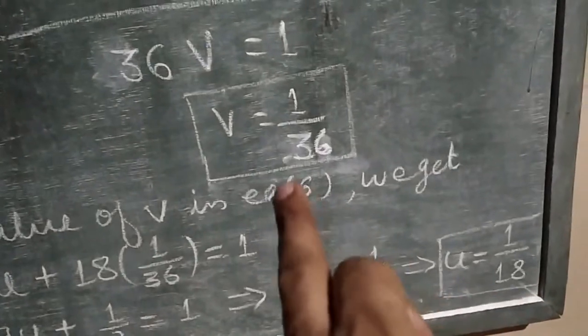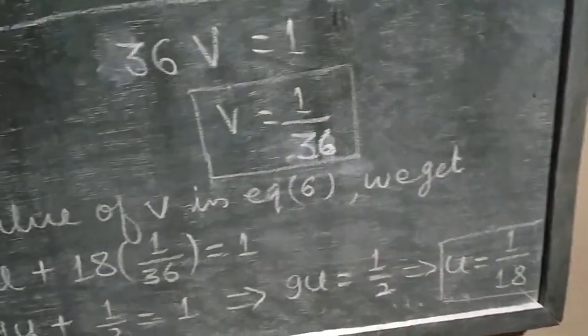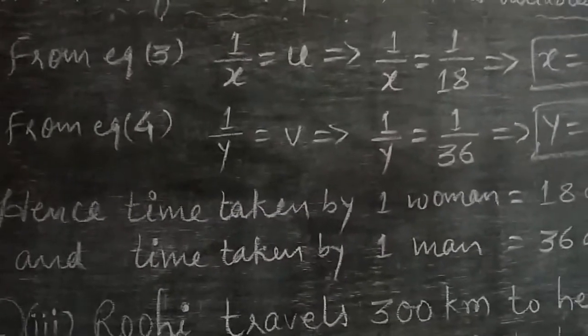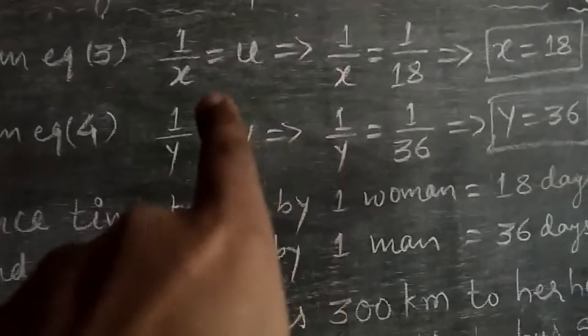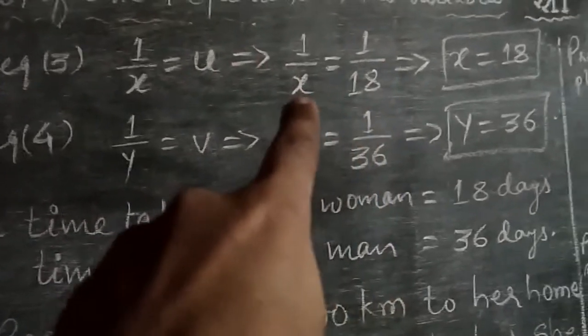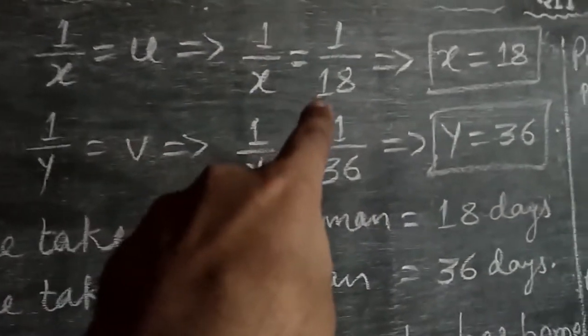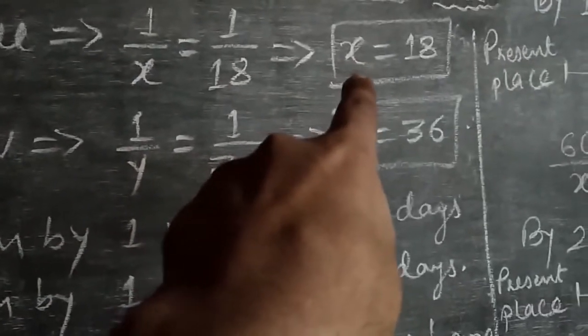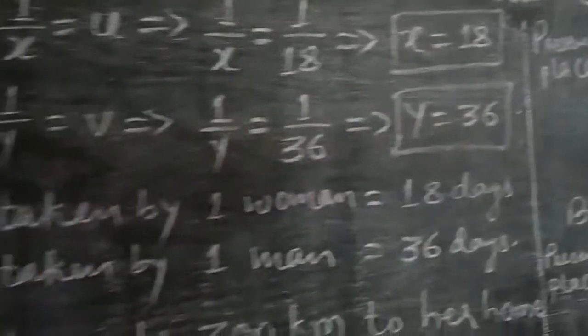So we have obtained the values of u and v. From equation 3, we have 1 upon x equal to u. The value of u is 1 upon 18. So we get 1 upon x equal to 1 upon 18. Taking the reciprocal of both sides, we obtain x equal to 18.